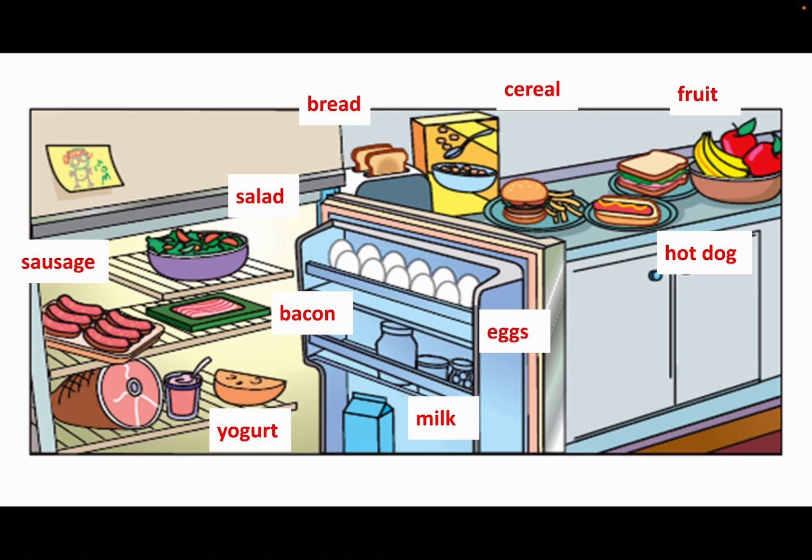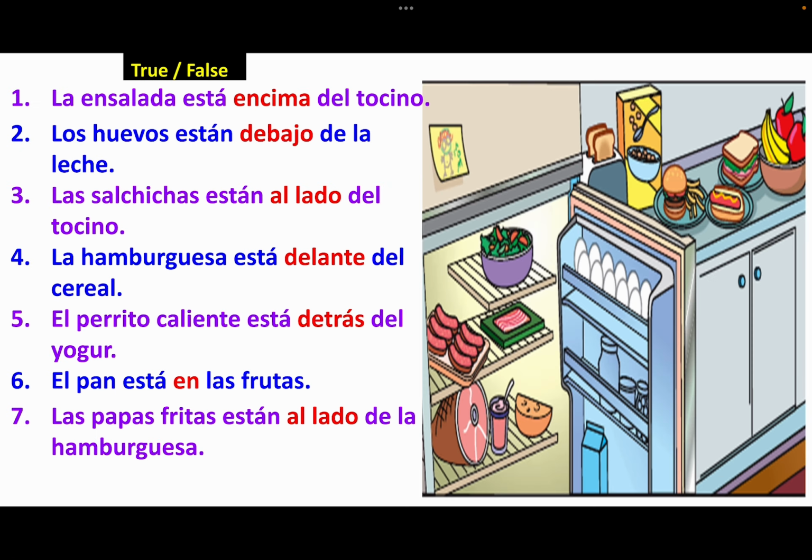Almost done. Number 6, el pan está en las frutas. So is the pan, the bread, in las frutas? And the last one, number 7. Las papas fritas están al lado de la hamburguesa. Are the papas fritas, the french fries, al lado de la hamburguesa? Almost gave the answers away. All right, if you struggle with listening and you need a visual, here they are visually. Go ahead and look those over, pause it, double check your answers, and we'll come back and look at what we got.